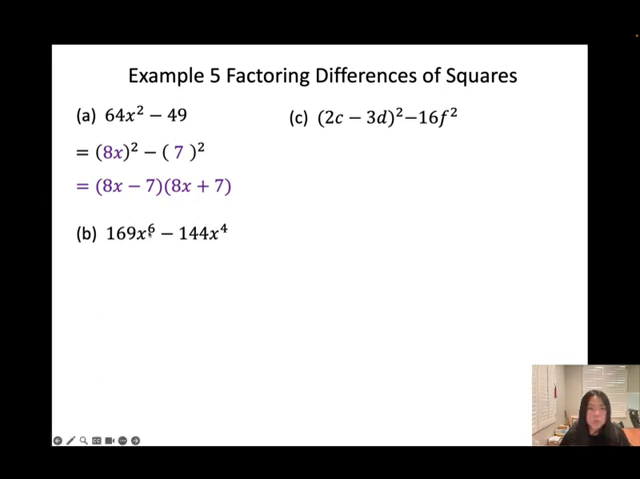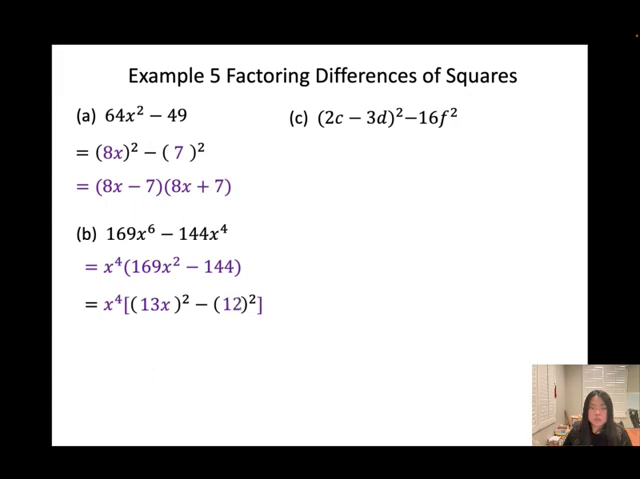Okay, this one. We don't have the square here, but think about it. Do they have a GCF here? I could factor out the x to the fourth here, right? So take out x to the fourth, I only have x squared here. Take out the x to the fourth, there's nothing here. Now I do have x squared, just like the previous example. So think about it, what you're gonna put here. That will be 13x. And then y squared is equal to 144, 12. Okay. So I have a 13x minus 12 times 13x plus 12.